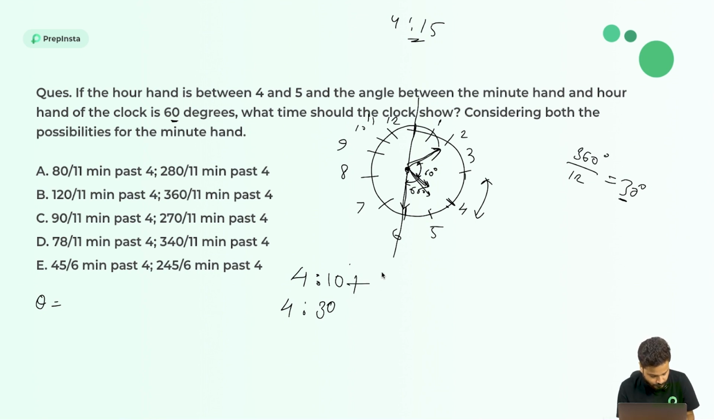Simply add, how many minutes are there? 10 minutes. 10 by, just add 11 here. 10 by 11. 30 minutes, so add 30 by 11. So this is a very quick shortcut trick for this particular problem.